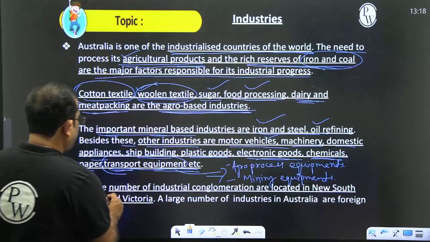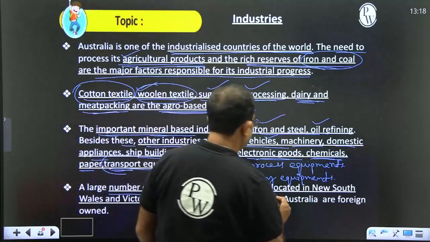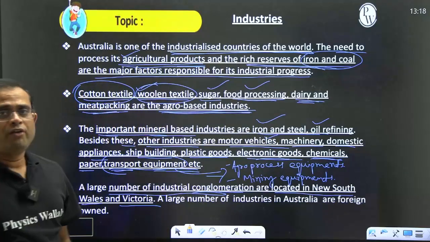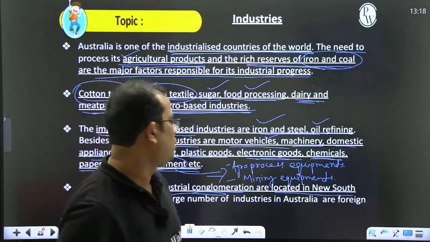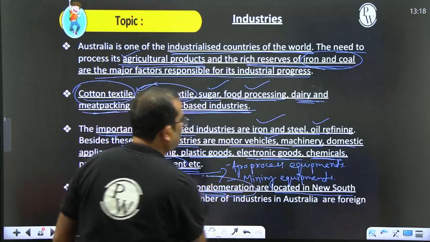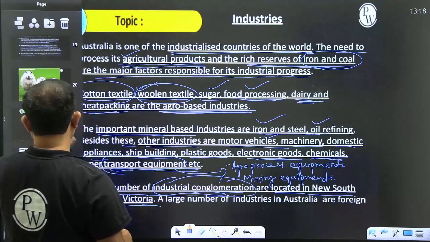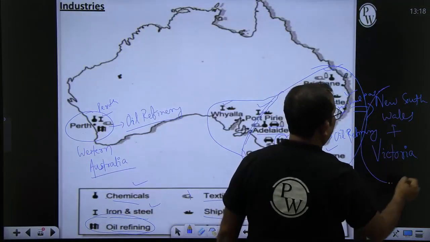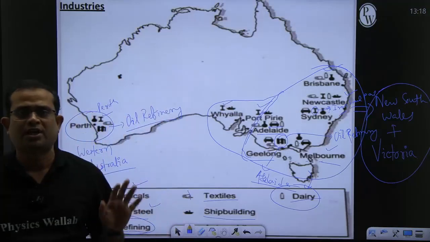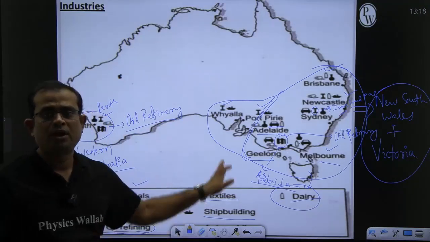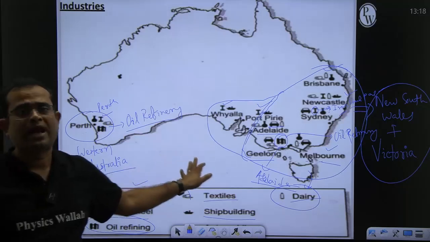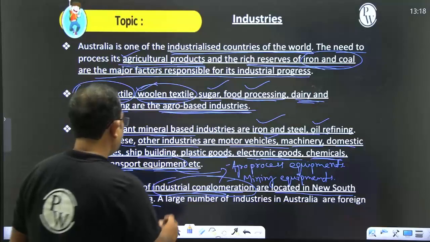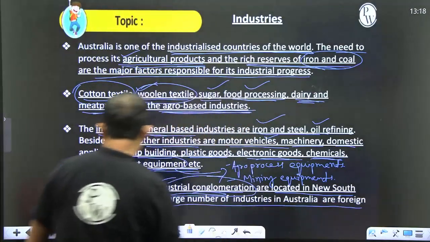Next, a large number of industrial agglomerations are located in New South Wales and Victoria. We already knew that. A large portion of industrial agglomerations will be found in New South Wales and Victoria, which are the major regions where Australia's industrial agglomeration is concentrated.